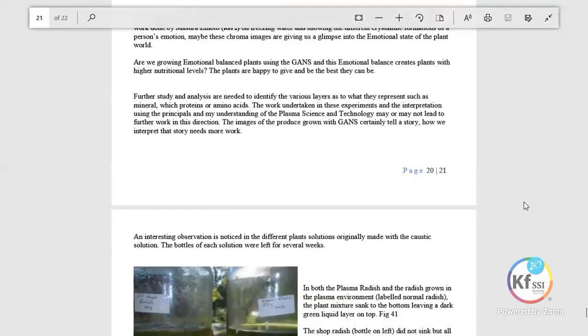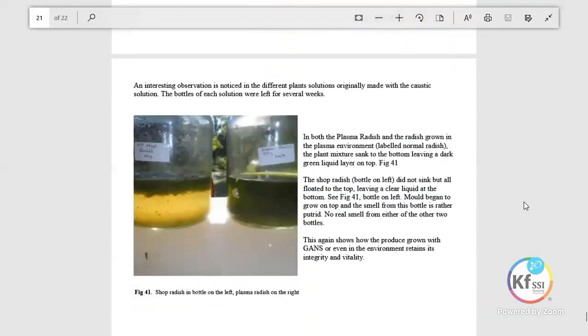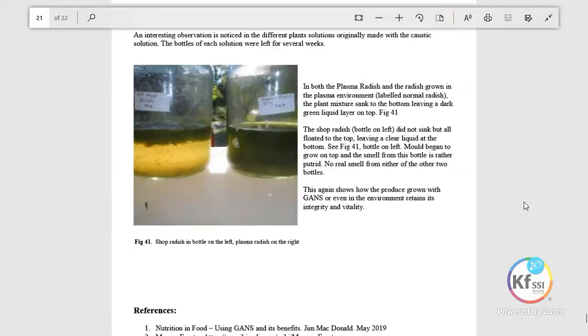And just to end off, what we'd also seen in keeping our jars of the plant material for a couple of days and sometimes weeks, is we've noticed quite a distinct difference. The two bottles, one on the left is the shop radish, and the one on the right is our environment radish, and it was the same for the plasma radish.